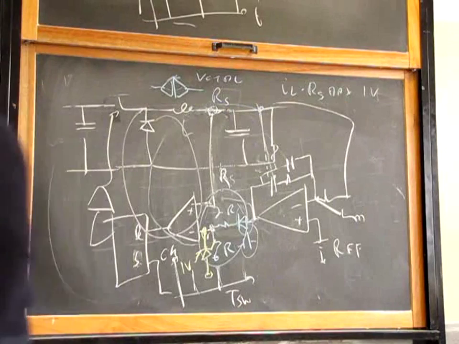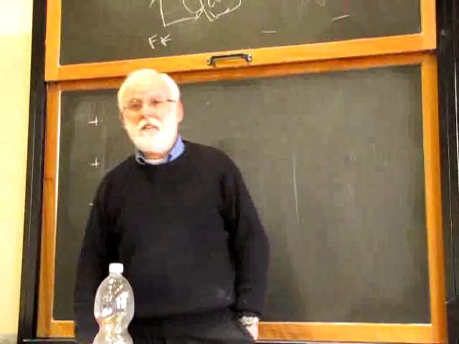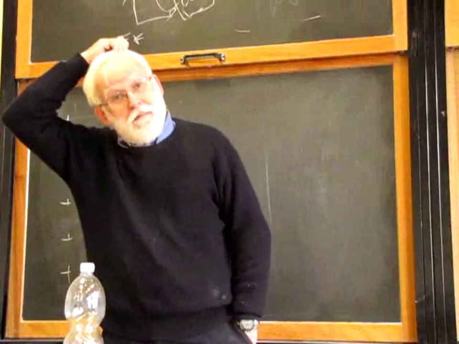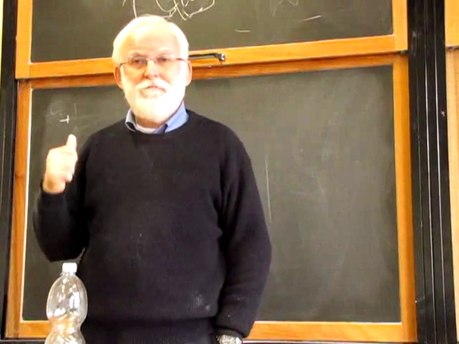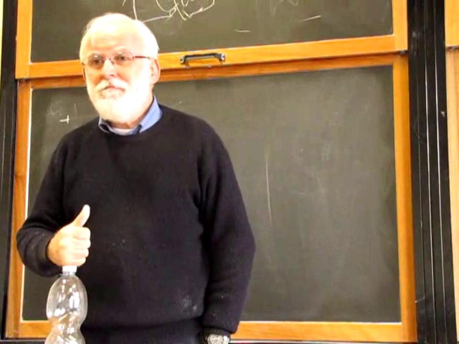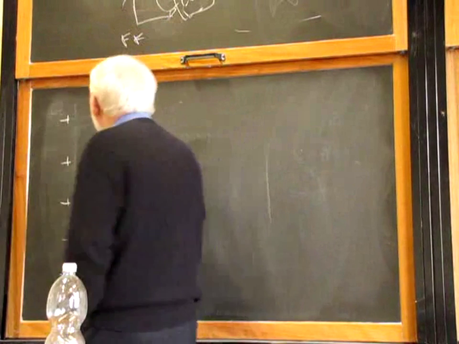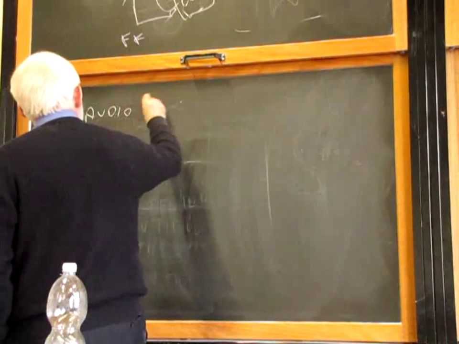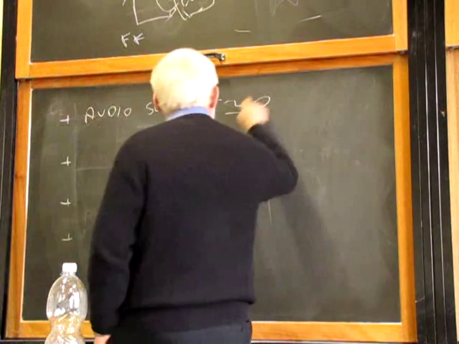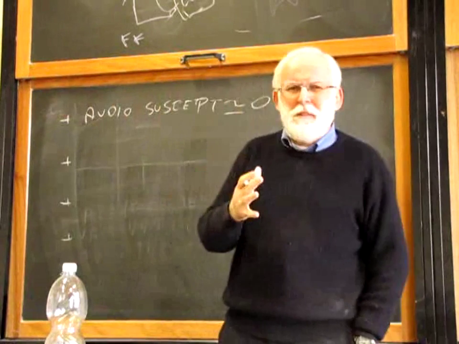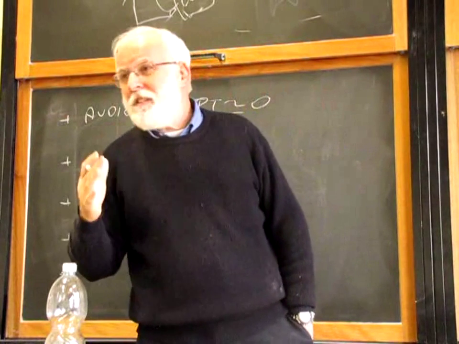So let's see what the advantages of this topology are. Three or four of them I already told you. Advantages. Audio susceptibility is almost 0. It's not really 0 because I made that approximation, I peak equals I average. But this is almost independent.